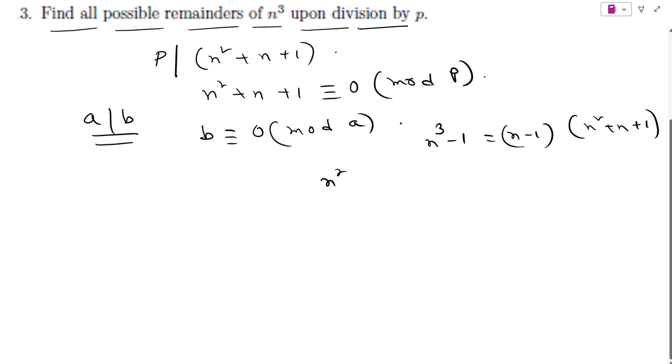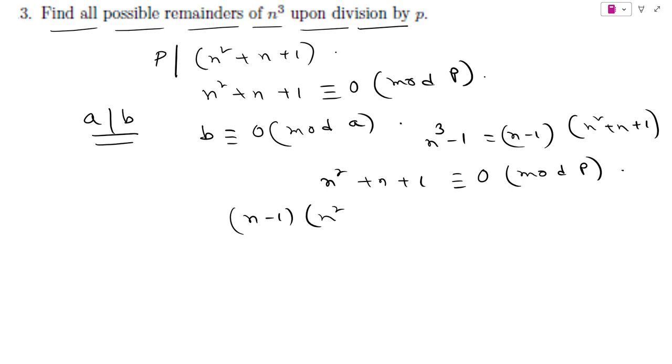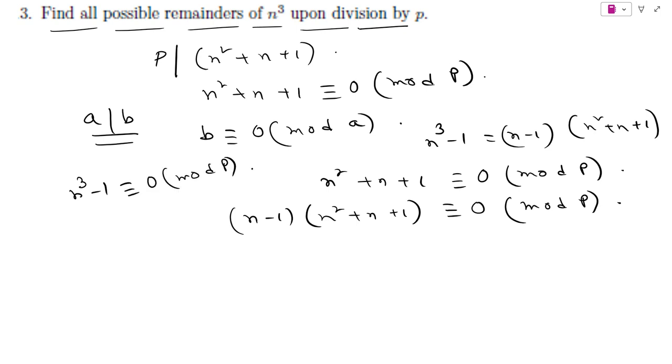And since N square plus N plus 1 is congruent to 0 mod P, multiply both sides by N minus 1. Now using the identity, therefore we can say N cube minus 1 is congruent to 0 mod P, so N cube is congruent to 1 mod P. At this stage, it looks like the answer is simply 1. But before writing the final answer, we must check whether there are any exceptional cases.